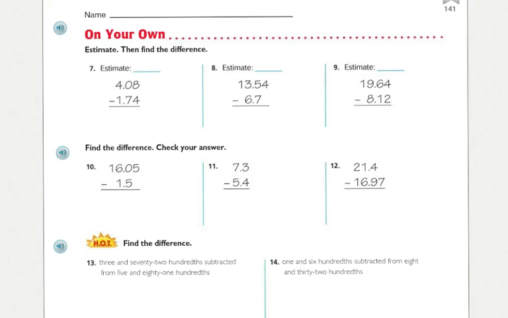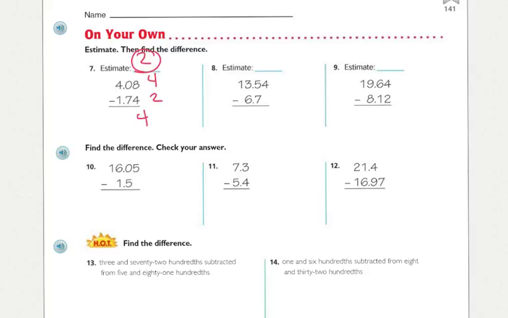So 4 800ths is closer to 4. 1 7400ths is closer to 2. 4 minus 2 is 2, so my answer should be close to 2. My first part, 8 minus 4, is going to be 4.